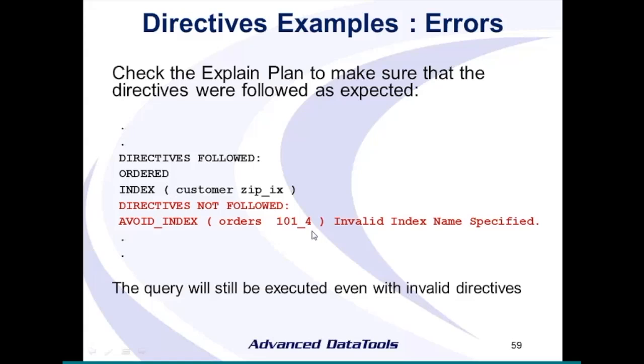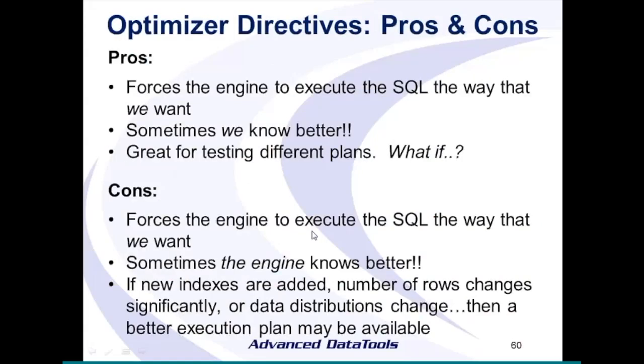So directives, why do we want to use them? Well, sometimes when we're tuning a query, we may know better. The query plan that has been chosen by the optimizer may not be the best way to access the data. So we can force the engine to run the query in the way we want, because we happen to know better in this case. And I often use it just for testing different query plans. Why wasn't this index chosen by the optimizer? Let's put it in there. And then you go, oh, well, that's fair enough. It was slower.